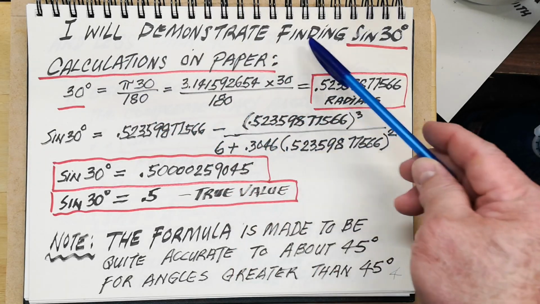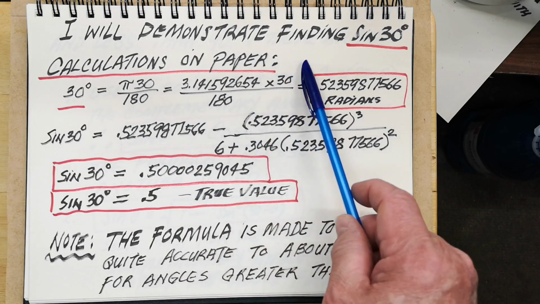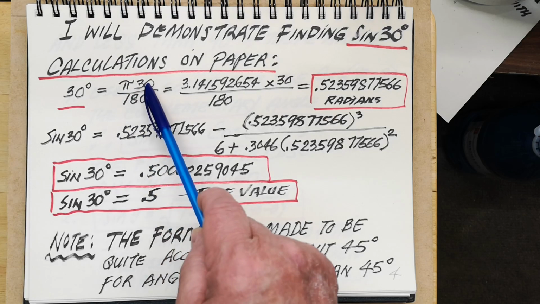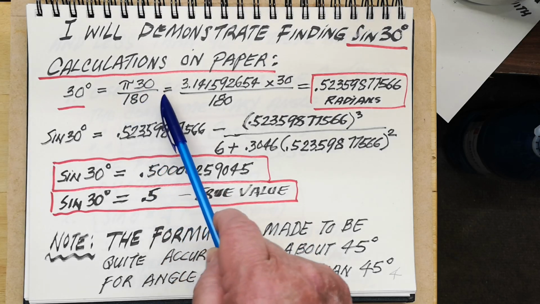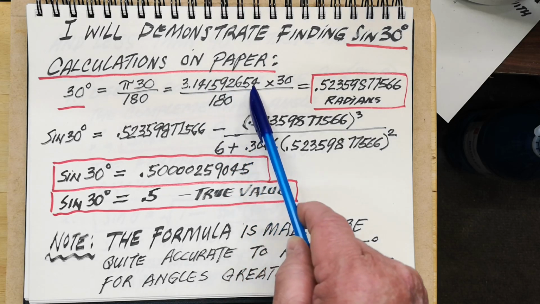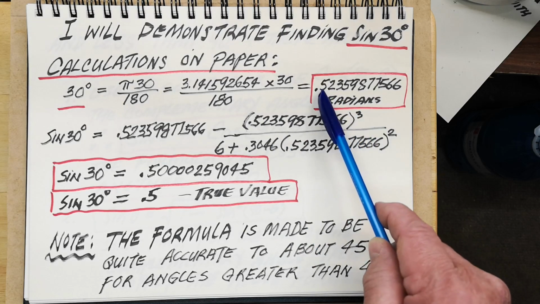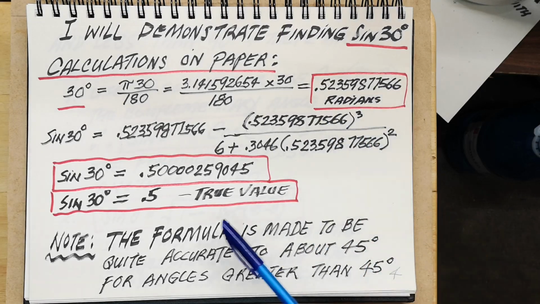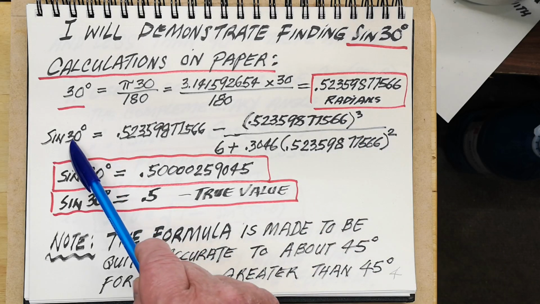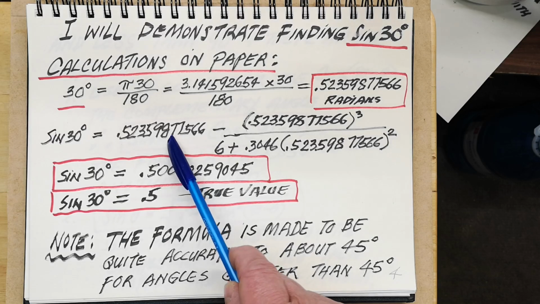For example, to find the sine of 30 degrees, here are the calculations on paper. 30 degrees is equal to pi times 30 divided by 180, and pi is equal to this number, 3.141592654, times 30 divided by 180, and that equals this radian. Substituting this x radian into the formula, sine 30 degrees is equal to this, following that formula.